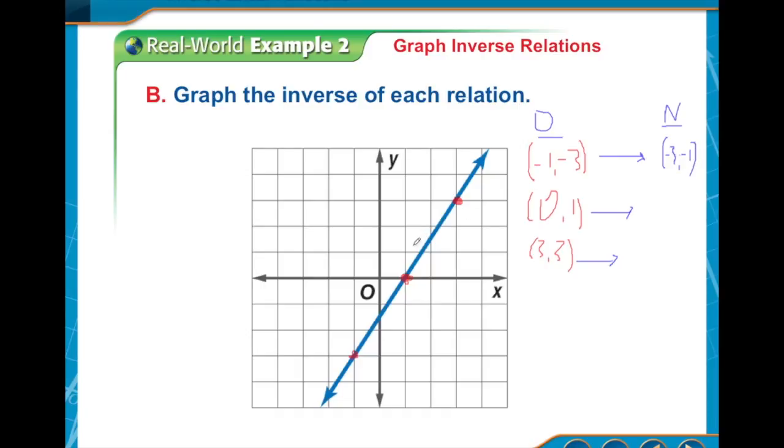So let's plot that point. 1, 2, 3, -1. Second one will give us 1, 0. So this should make sense as we're just changing the order of these things. So 1, 0, 1, 0, stays there. And our last one is 3, 3, it stays 3, 3. So 1, 2, 3, 1, 2, 3. -3, -1.